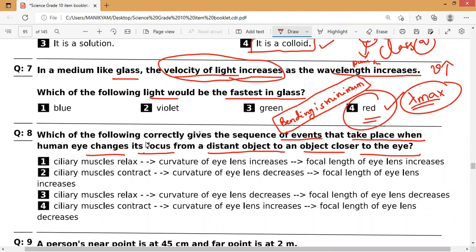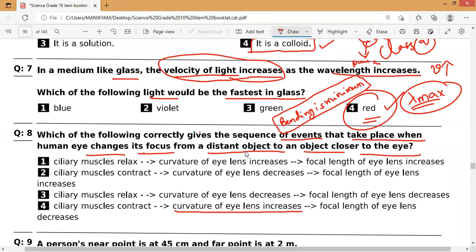Now remember, according to NCERT, they will never use the words focal length, or that the thickness increases or decreases. You have to use that the curvature of the eye lens increases. Clear? Do you all understand? Curvature. Please note that word. We cannot say thickness of the lens. We have to use the word curvature of the eye lens.